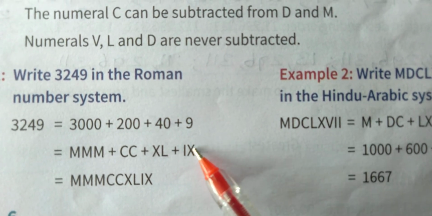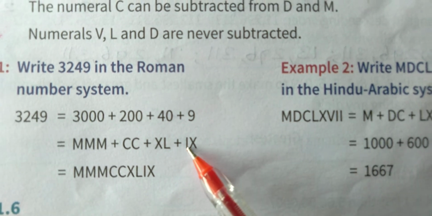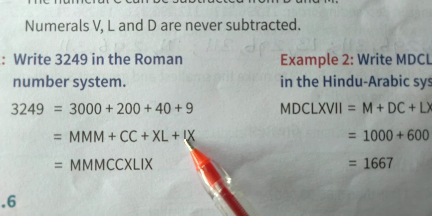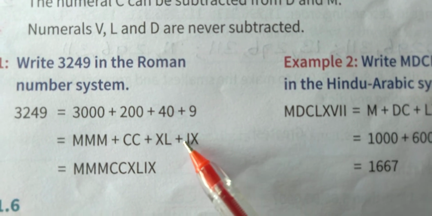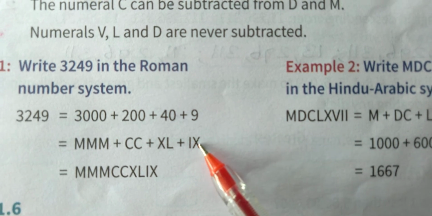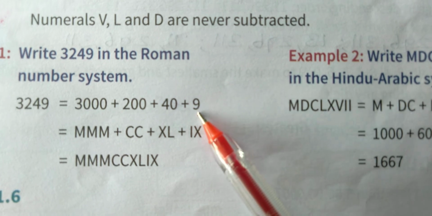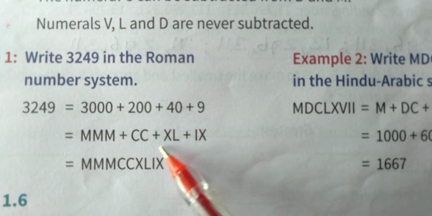Plus 9: this is I plus X. X is a greater value and this I is a smaller value. I is written to the left of the greater value, which means a smaller value is written to the left of the greater value, so we have to subtract this I from this X. X denotes 10 and I denotes 1, so 10 minus 1 is 9. Okay, the answer is MMMCCXLIX.